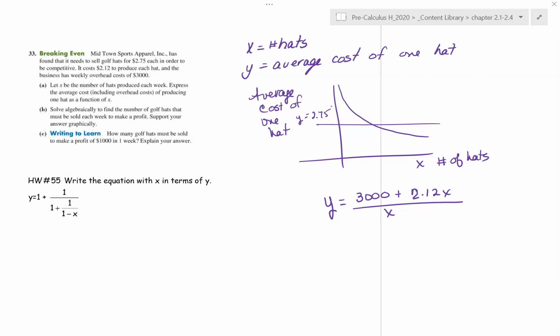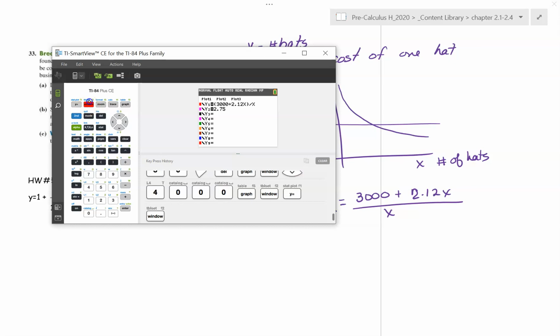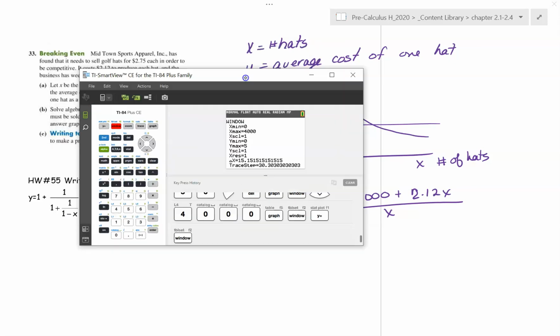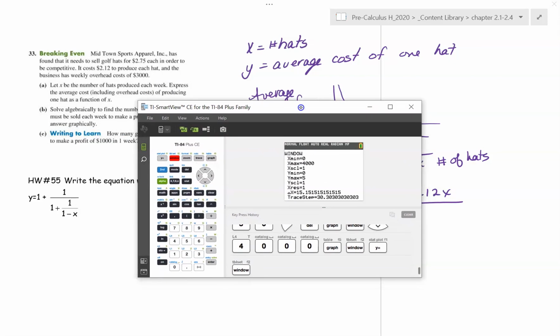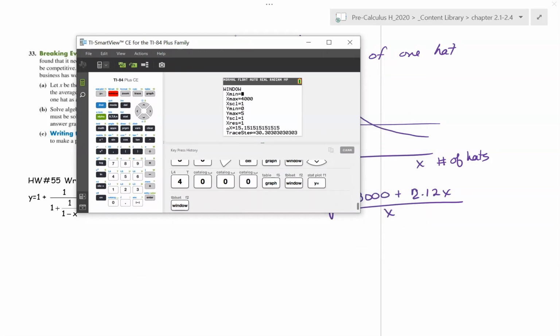Okay, go ahead and pause the video and grab your calculator. Okay, so make sure you put 3,000 plus 2.12x, that quantity in parentheses, divided by x. And again, we're going to sell the hats for $2.75. Now, we're kind of guessing how many hats do you think you need to sell? Well, again, $3,000 is a lot of money, and we're only selling these hats for $2.75. So I actually was thinking 4,000 hats, total guess, and 5 would be big enough for the y value. So let's go ahead and take a look at the graph.